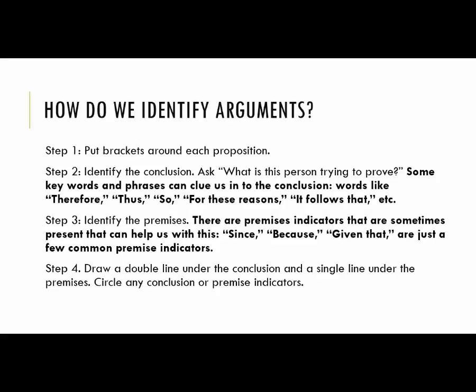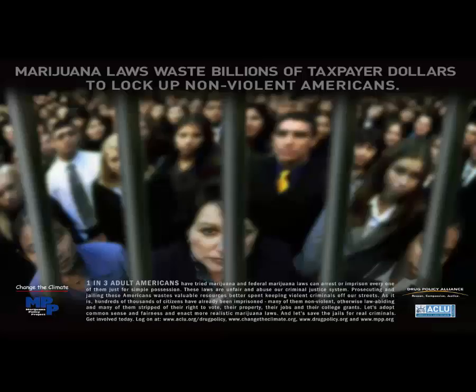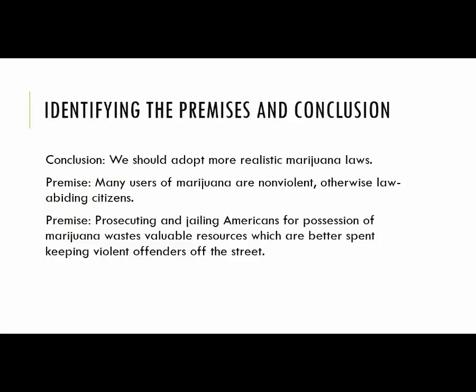Next, I want to look at the image that you analyzed for discussion 4.1. Here's the image. Now, your assignment was to identify the premises and conclusion of the argument that is being made in this image. I saw a lot of really excellent responses on the discussion board. I think it's a really great idea to pull the conclusion out first. Luckily, I think it was pretty easy to figure out in this case. The conclusion is we should adopt more realistic marijuana laws.